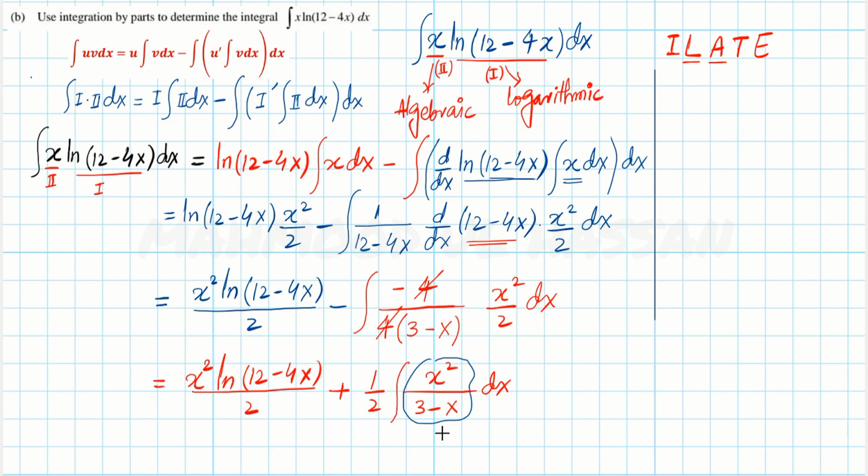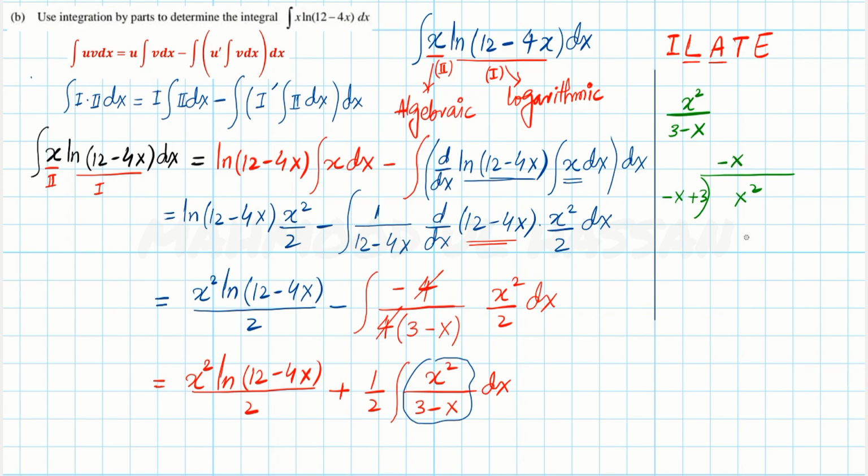So here we have the fraction x squared divided by 3 minus x. So we have to use the long division method. Here x squared will be inside, and this 3 minus x can be written as minus x plus 3. Okay, so now we will multiply with minus x.